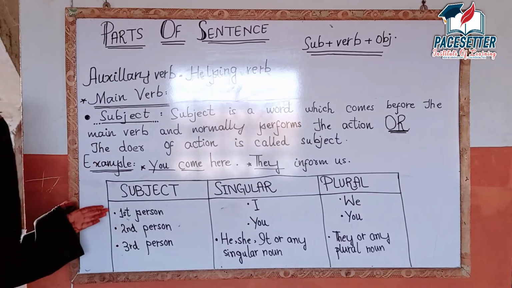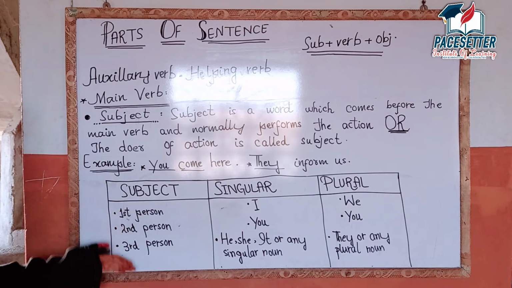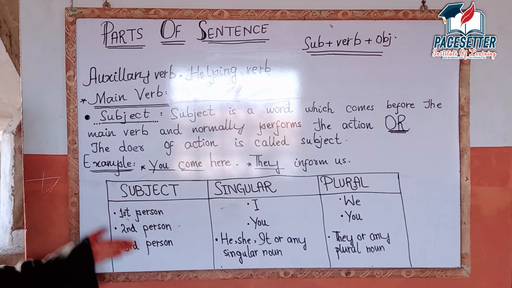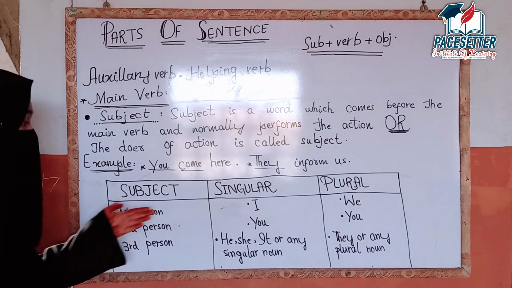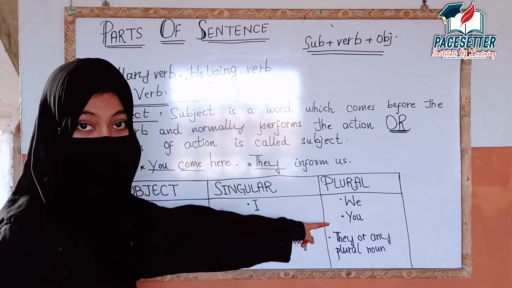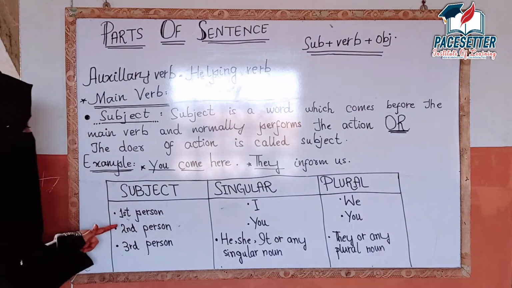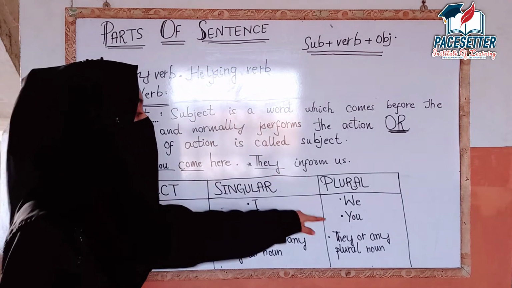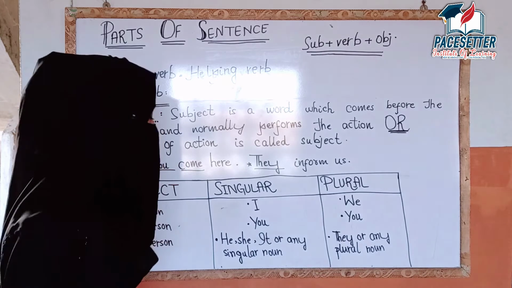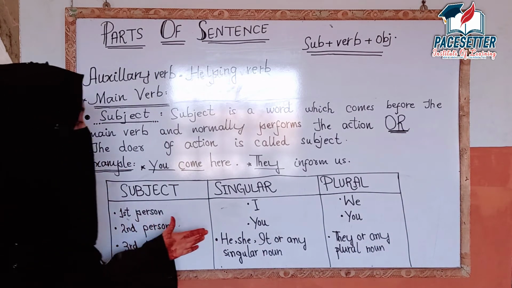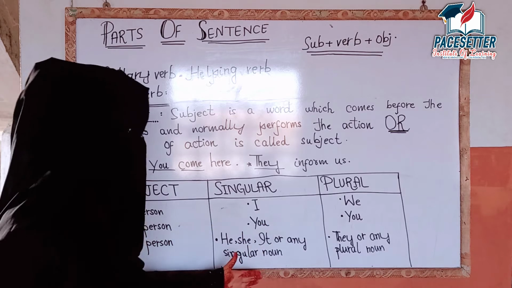Also look at the types of subject. There are three types of subjects: first person, second person and then third person. In first person, in singular sense is I and in plural sense is we. As second person, in singular sense is you and in plural sense is you, also you. In third person, he, she, it or any singular name.